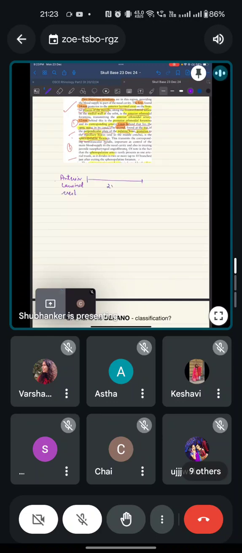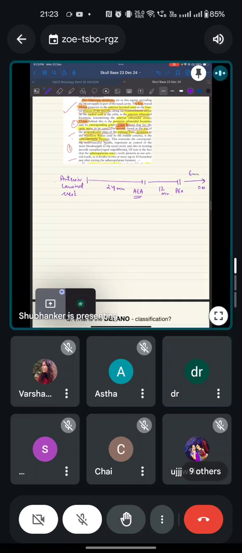From it, 24 mm away will come your anterior ethmoidal artery, okay, and 12 mm further will come the posterior ethmoidal artery. And how far from it will the optic nerve come? 6 mm. Okay, so please remember it: 24 mm, 12 mm and 6 mm. And what are the landmarks associated? First is your anterior lacrimal crest. 24 mm behind will come your anterior ethmoidal artery, followed by the posterior one 12 mm behind, and behind it 6 mm will be your optic nerve.